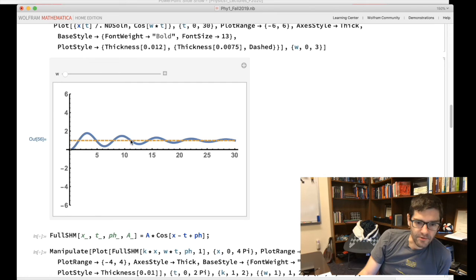And notice that the natural frequency of the system looks like it's about 3, or the period is about, say, 7 seconds or so.